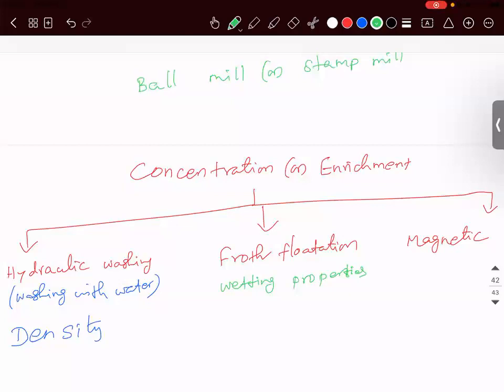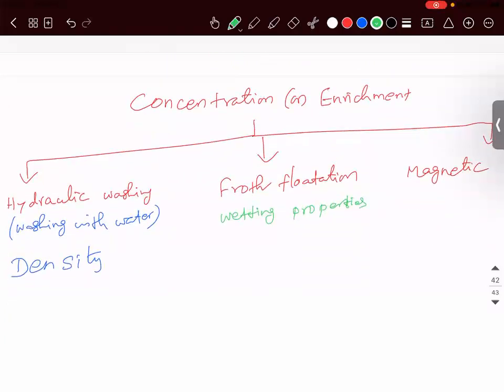Next, magnetic separation, based on the magnetic properties of your ores and the impurities. Now, what are the ores which can be purified by hydraulic washing? Ores of iron, tin and lead can be purified by this method because they are very hard. Other impurities will go. Galena is lead ore, hematite is iron ore, or pyrolusite. That and all you can purify.